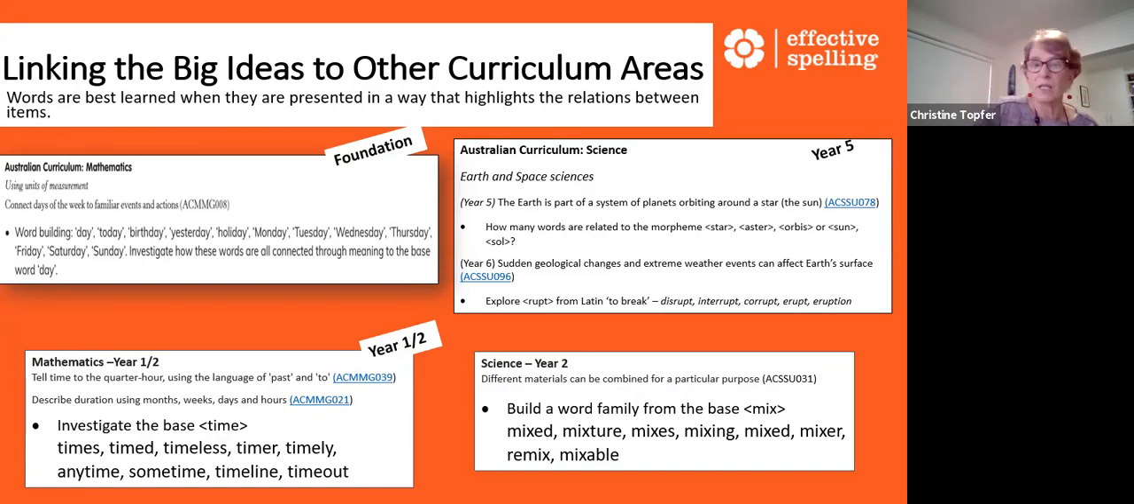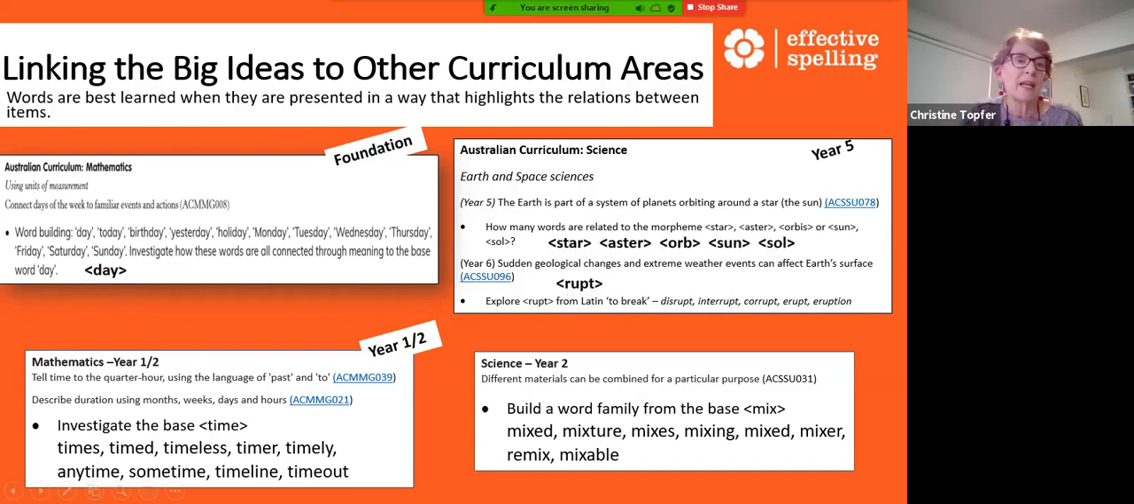And so we've got here just a few examples that are straight out of the books, but say in mathematics here in foundation, you could explore the family of day. And in 1-2, we've given examples of maybe you could explore the word time and all of its relatives. In science in Year 2, there's all about mixtures in science. So mix might be a great word to look at and its relatives.